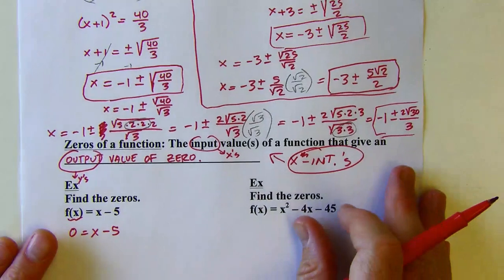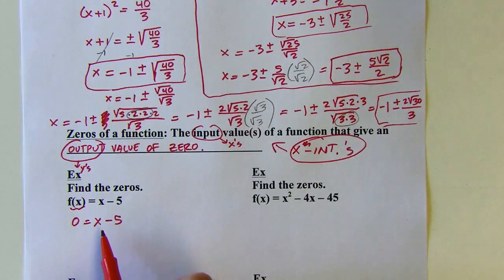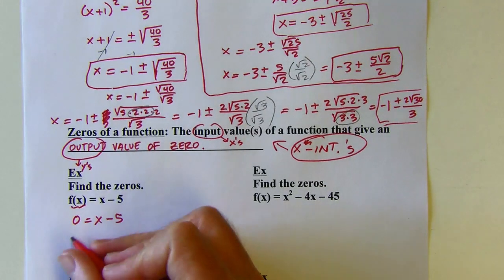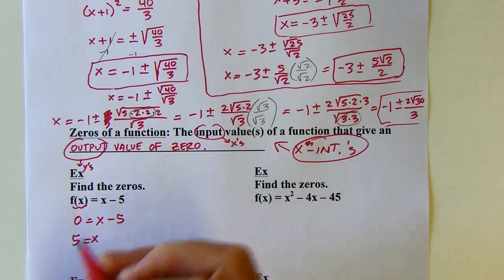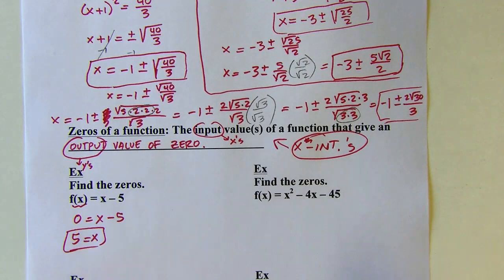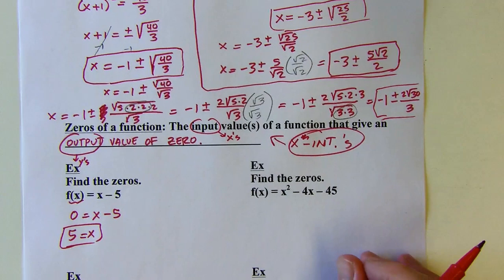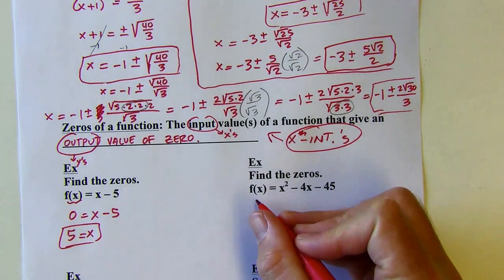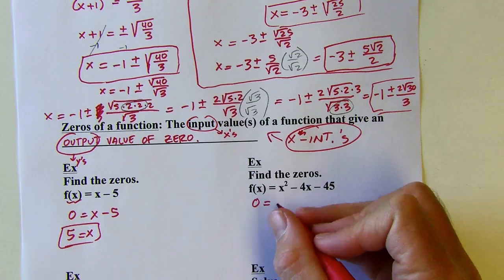Okay, so I need to find the x that makes this true. So I just add 5 to both sides. So the zero of this is 5. x equals 5.